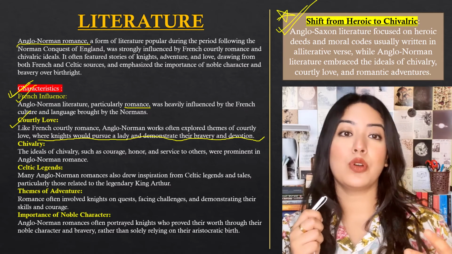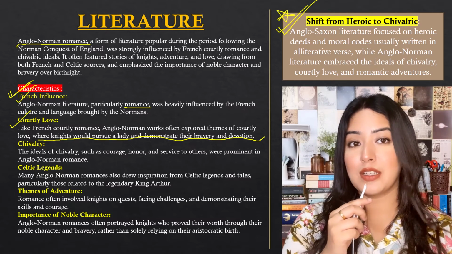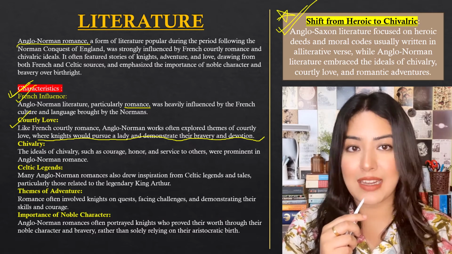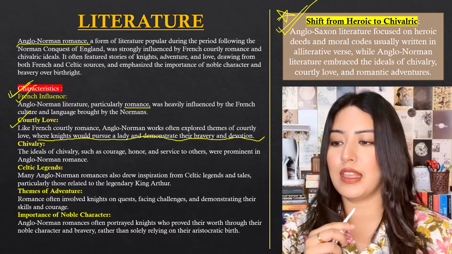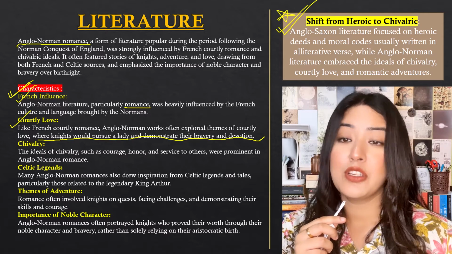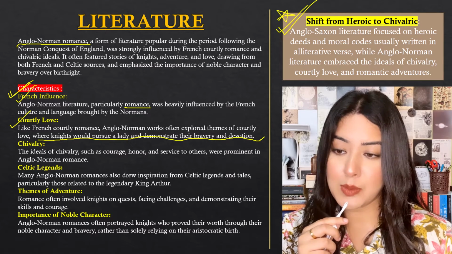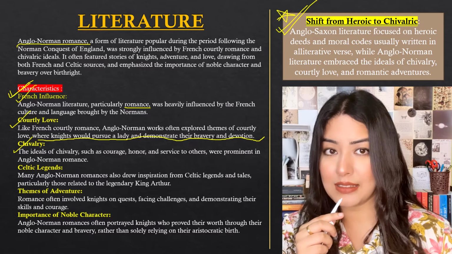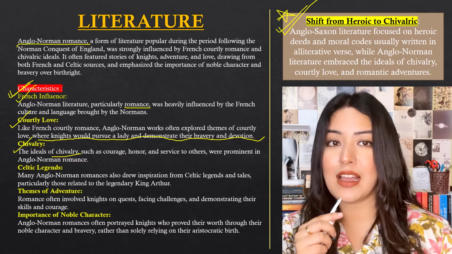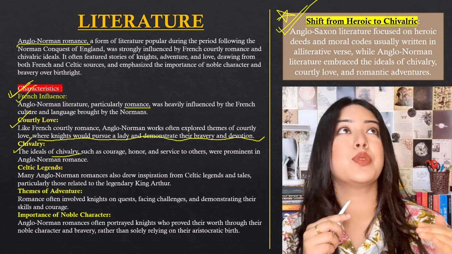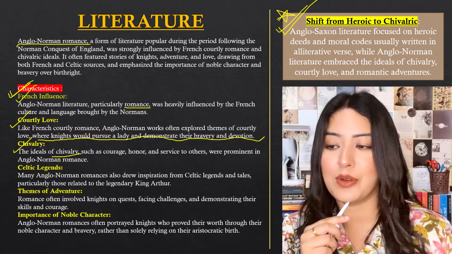So now we have courtly love, where the central character, the ideal, is the knight in shining armor. Just remember this, okay? I'll explain everything. Knight in shining armor. Chivalry. The ideals of chivalry, such as courage, honor, and service to others, were prominent in Anglo-Norman romance. So you have the knight in shining armor who has to be the ideal. We look up to this knight in shining armor, okay?